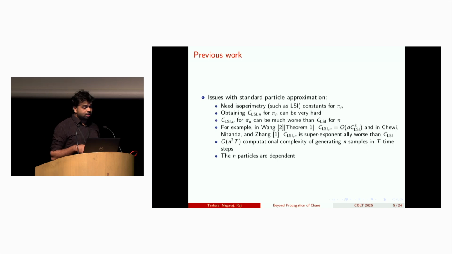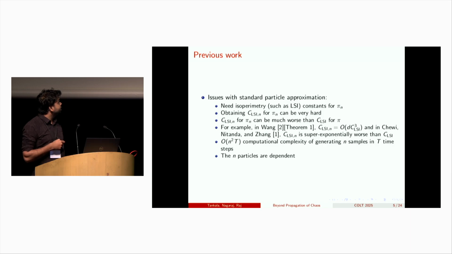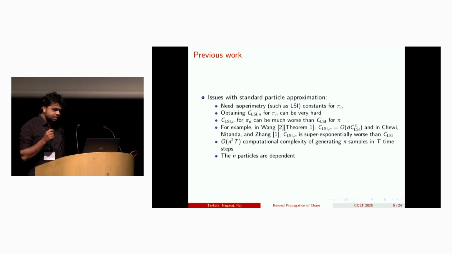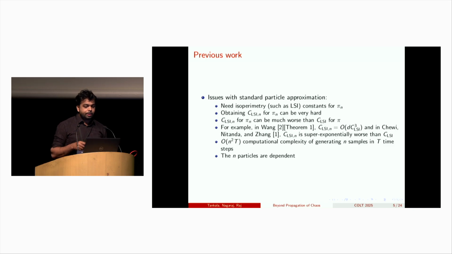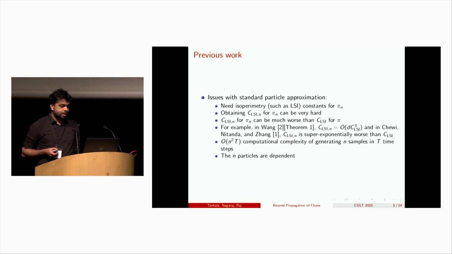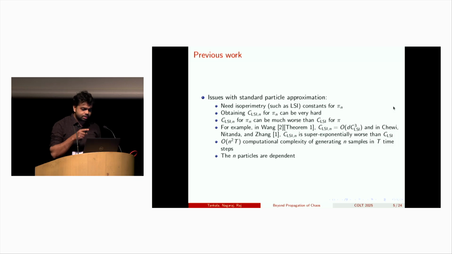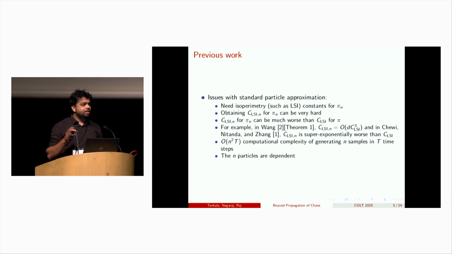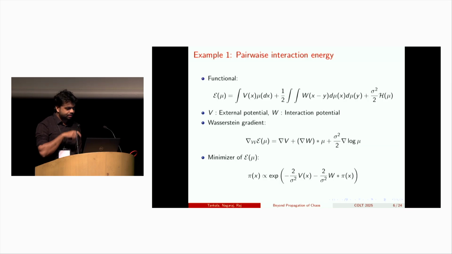But there are some issues that I would quickly talk about. When we go with this approach, we first need an isoperimetric constant for this pi_n, which is really, really hard to obtain, and it is often very small compared to the isoperimetric constant for pi. The other thing is that these n particles are dependent. When we start from t equals 0 and run for time t, they are really correlated because there are interactions between the particles, and you really have to work hard to bound those errors, like how do we prove a convergence bound.